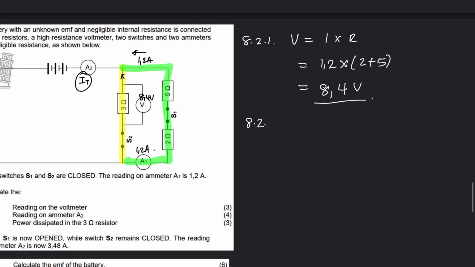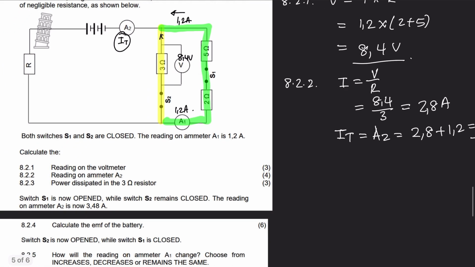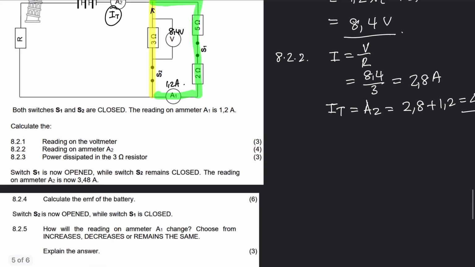So we can say I equals V over R. 8.4 divided by 3, and that's equal to 2.8. So 2.8 amperes. Now to get the total current, which is equal to A2, it's going to be 2.8 plus 1.2, which is 4 amperes. Okay, what is the power dissipated in the 3 ohm resistor?